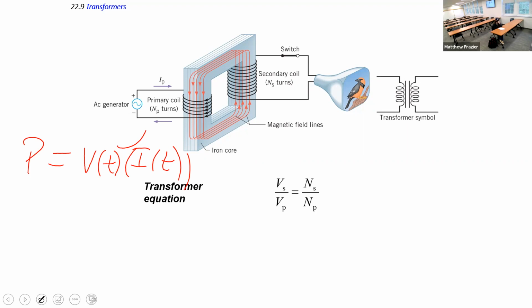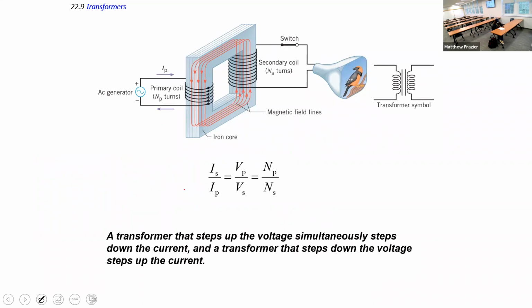And that has to be true for the secondary coil. And the energy has to be conserved. It has to be conserved at all times. It can't be an average. So what you end up with is the ratio of the currents is opposite the ratio of the voltages and also opposite the ratio of the turns.